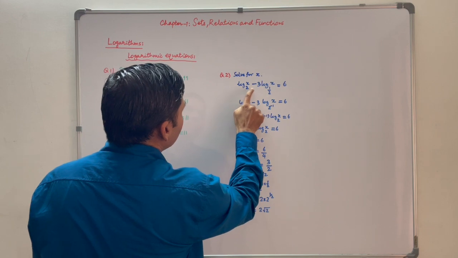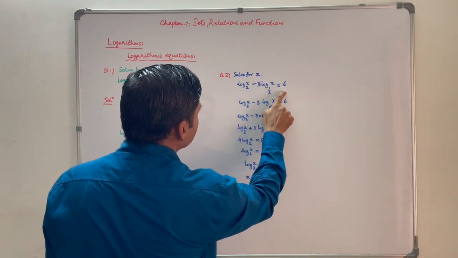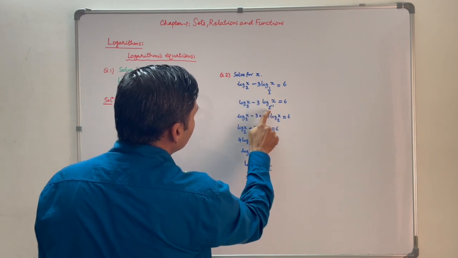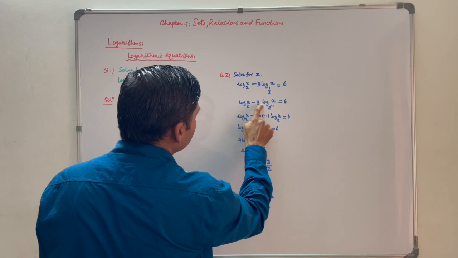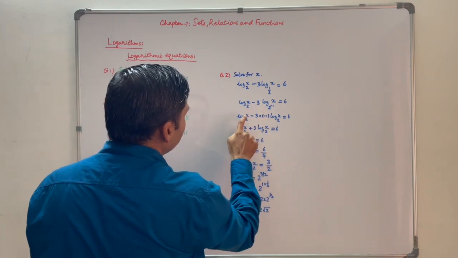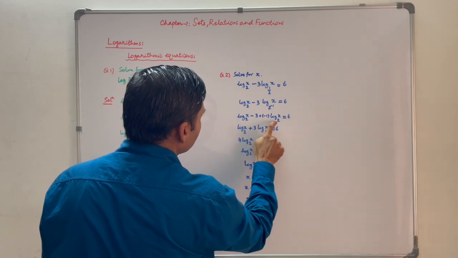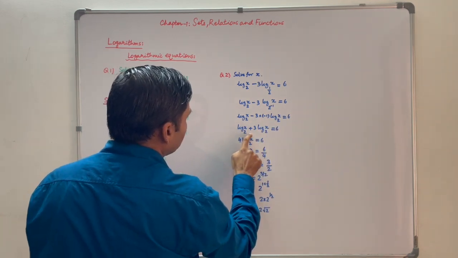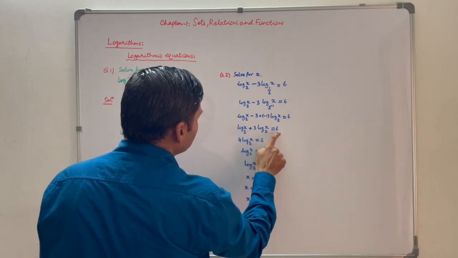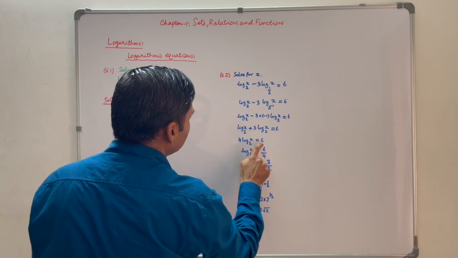Second question, solve for x. Log x to the base 2 minus 3 log x to the base 1 by 2 is equal to 6. 1 by 2 can be written as 2 to power minus 1 and now this power can be shifted here as reciprocal of power. So it will be log x base 2 minus 3 into minus 1 log x to the base 2 is equal to 6, or log x to the base 2 plus 3 log x to the base 2 is equal to 6, and that is equal to 4 log x base 2 is equal to 6.